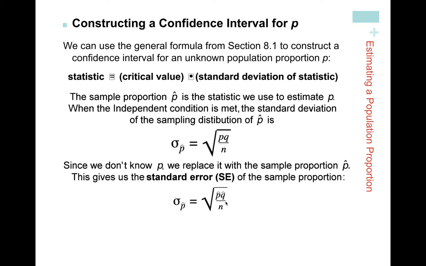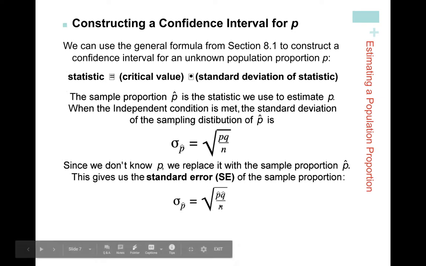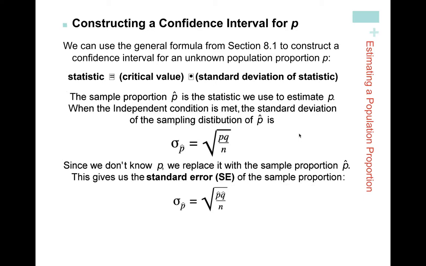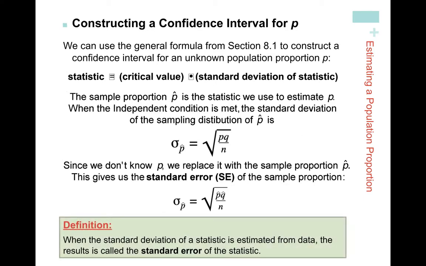Likewise, in today's section, 10.3, we don't know what P is. Therefore, we don't know what the standard deviation of the sampling distribution of P hat is. What we do know is what P hat is. So we use P hat times Q hat in this expression. Instead of standard deviation, we call this the standard error of the sample proportion. So when the standard deviation of a statistic is estimated, that result is called the standard error.